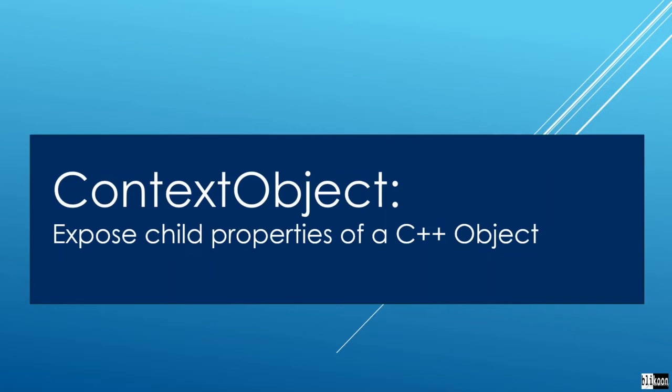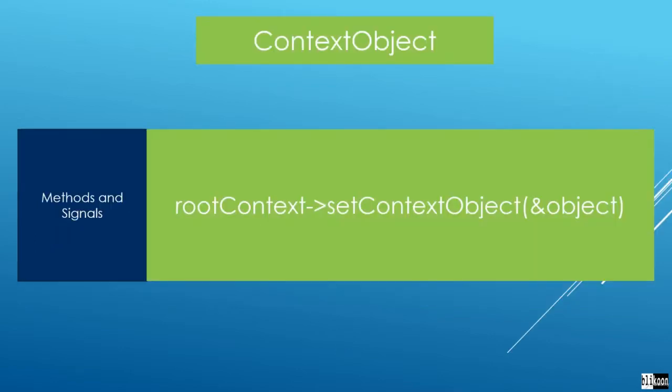In this lecture, we're going to see how you can use the Context Object API to expose the properties of your C++ object to QML. The Context Object API is pretty similar to what we've been doing with context properties. The only difference is that it allows you to expose a bunch of properties together in one go. We're going to go to Qt Creator and play with this.